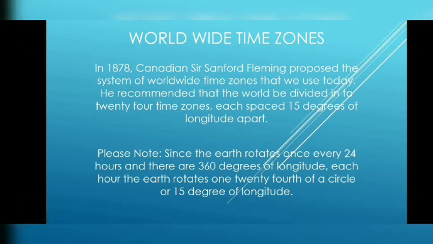Worldwide time zones. In 1878, Canadian Sir Sanford Fleming proposed the system of worldwide time zones that we use today. He recommended that the world be divided into 24 time zones, each spaced 15 degrees of longitude apart. Please note, since the Earth rotates once every 24 hours and there are 360 degrees of longitude, each hour the Earth rotates 1/24th of a circle, or 15 degrees of longitude.